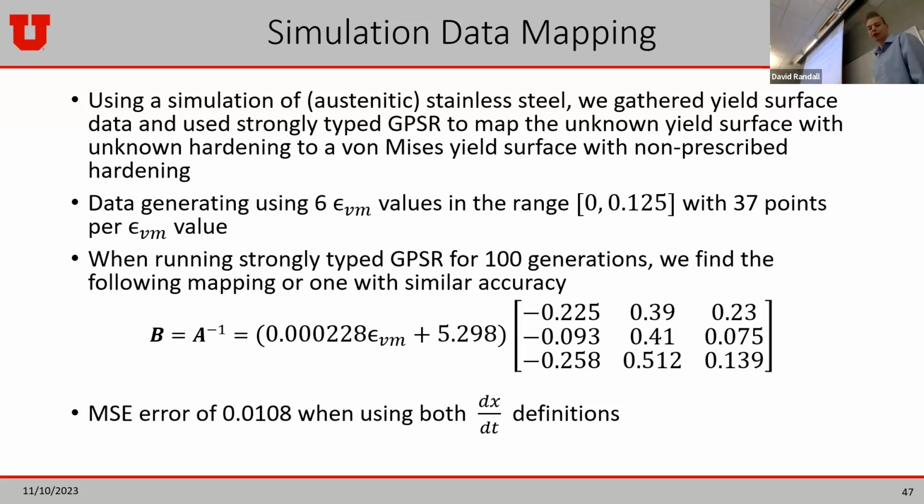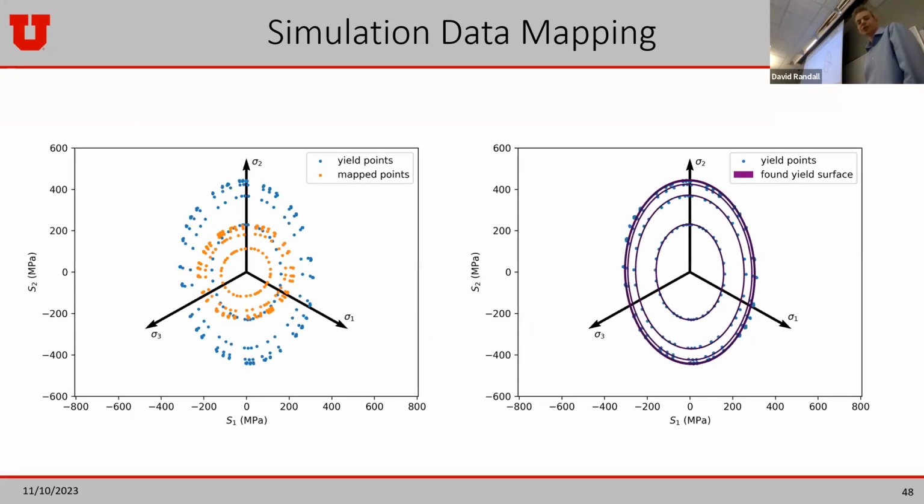And using that, we recover the mapping shown here, which has a mean squared error of 0.0108, and other runs recover similar mappings with similar accuracy. So to show the results of this mapping, we have the real data shown in blue mapped to the von Mises data shown in orange. Then again, if we go backwards from the von Mises yield surface to the real space, that's shown on the right with those purple lines, and that fits the data relatively well, as again quantified by the error on the previous slide.